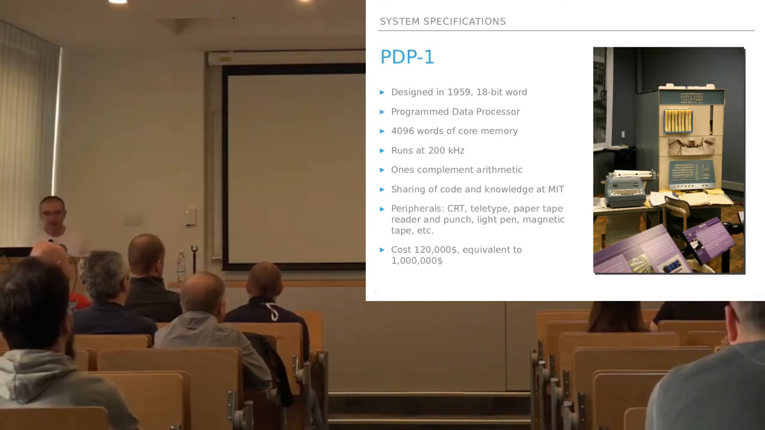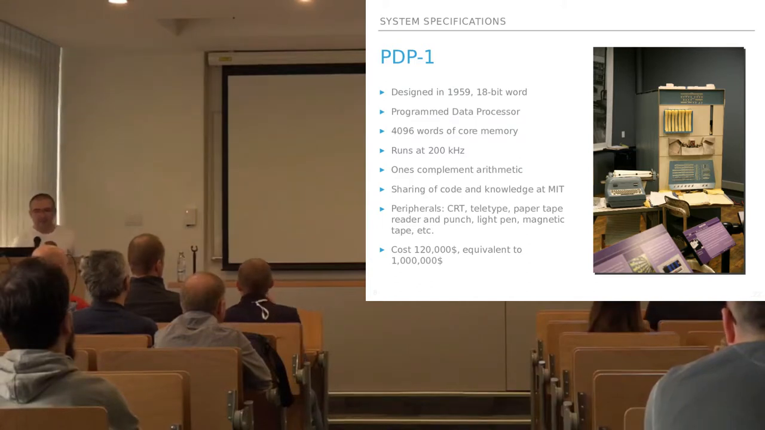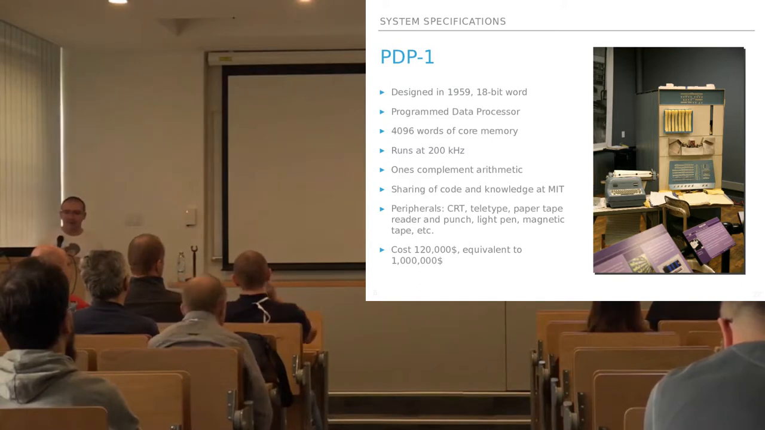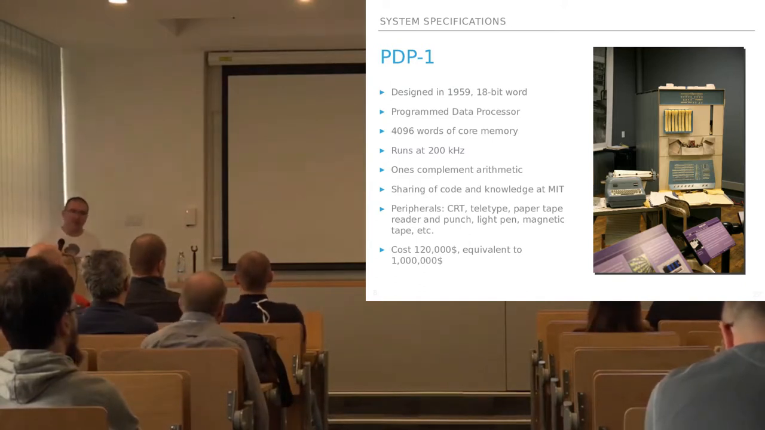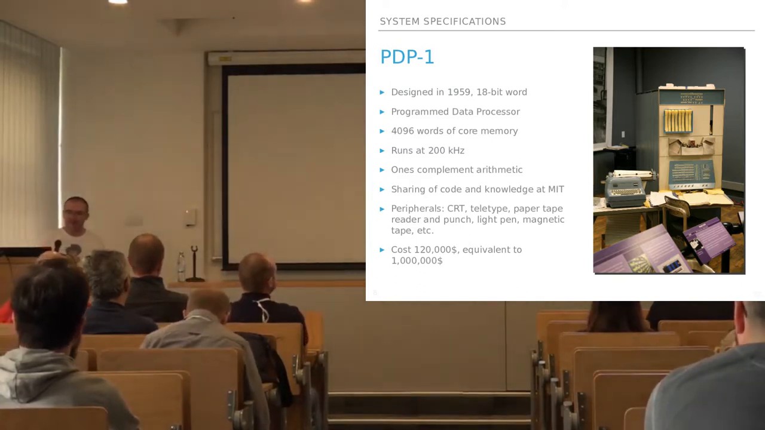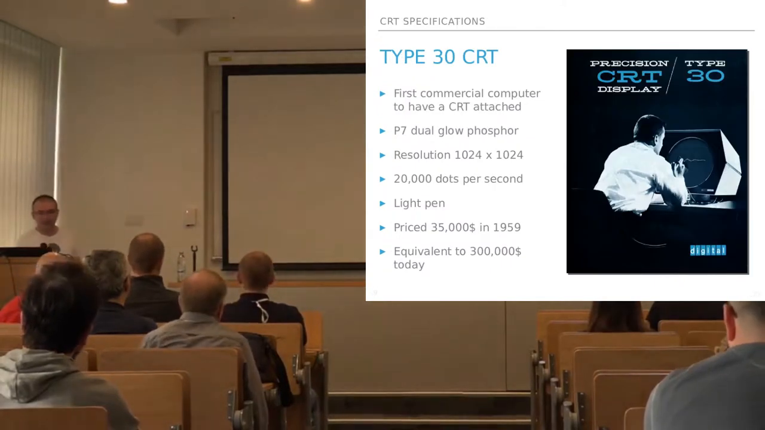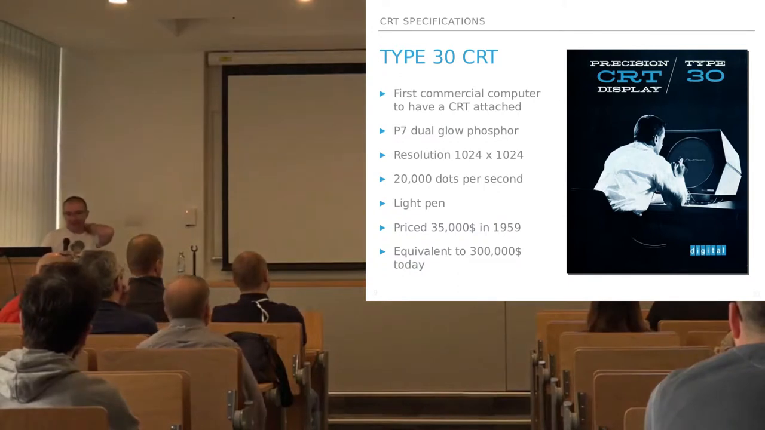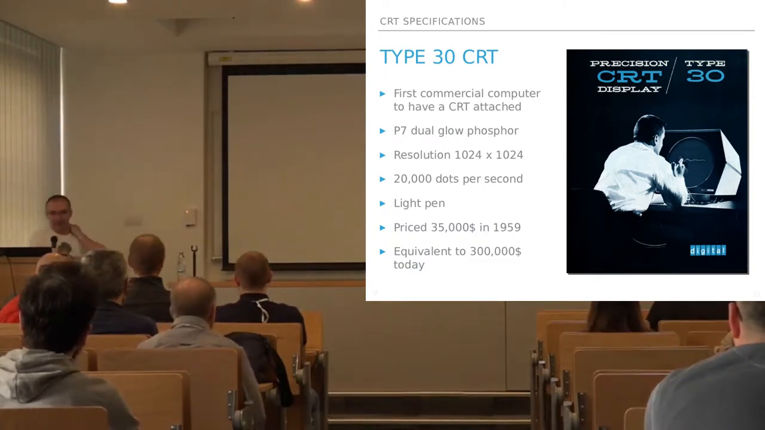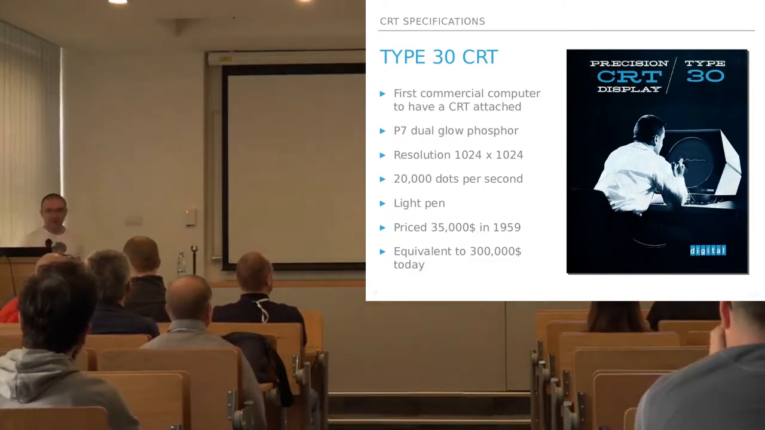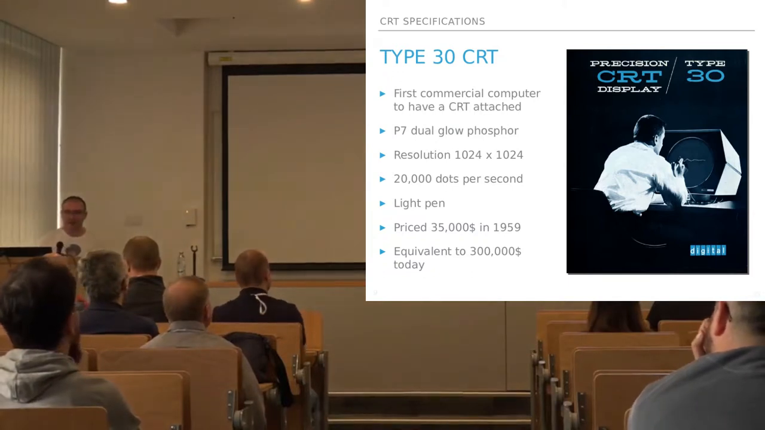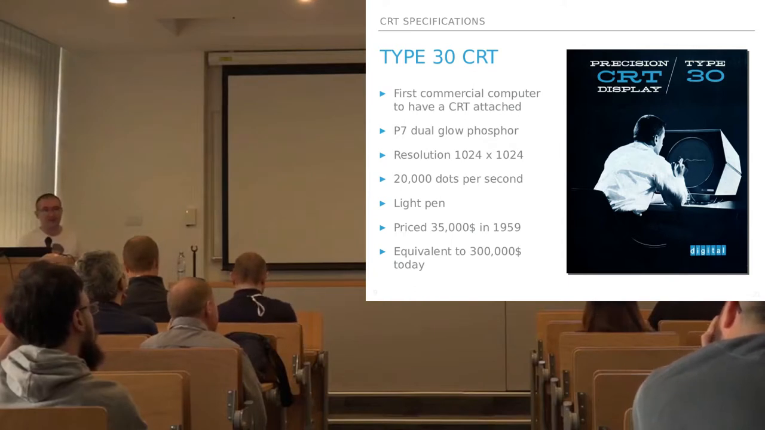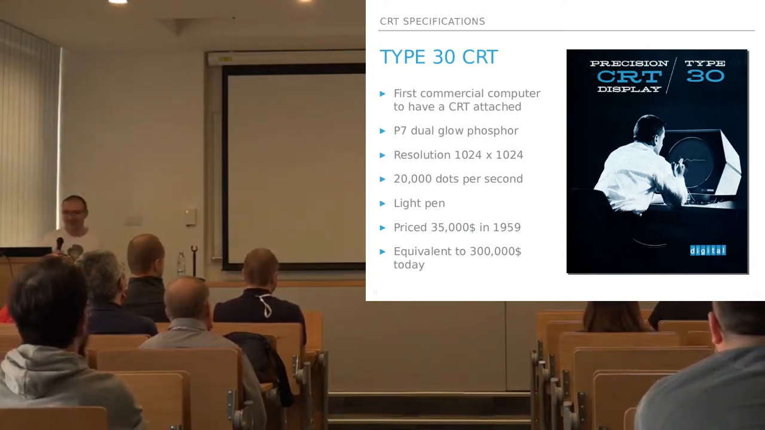At just over $1 million adjusted for inflation and with many interesting peripherals such as a CRT, a light pen, a teletype, it was a small revolution. It was also the very first commercial computer to feature a CRT screen as output device, and more than a decade before they became widely accepted. Having a resolution of 1024 by 1024, which is almost full HD, in 1959 was impressive by itself.